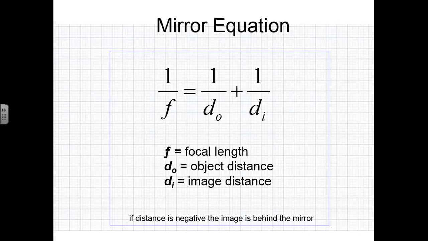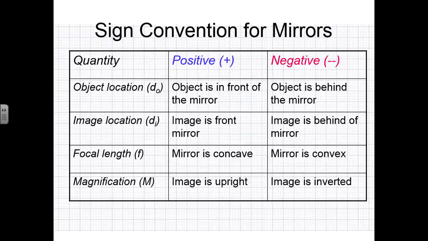And the mirror equation predicts where an image is located compared to the mirror if you know the focal point and the object distance. So if you know the focal length, the object distance, and the image distance, this equation can be used to find one of those values. If a distance is negative for the image, it's behind the mirror. If your focal length is negative, the focal point is behind the mirror. It's a convex mirror.